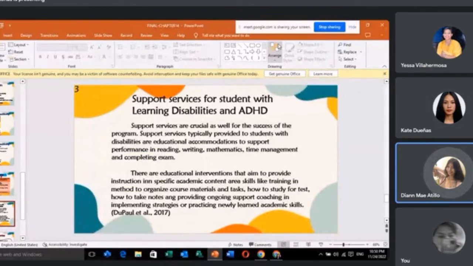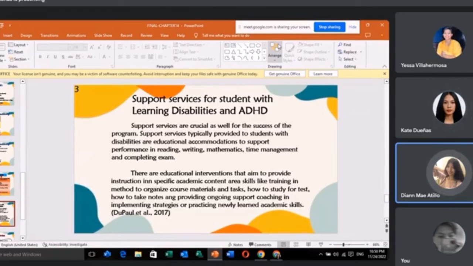So today I will tackle support services and the three types of support services. Support services for students with learning disability and ADHD. Support services are crucial as well for the success of the program.